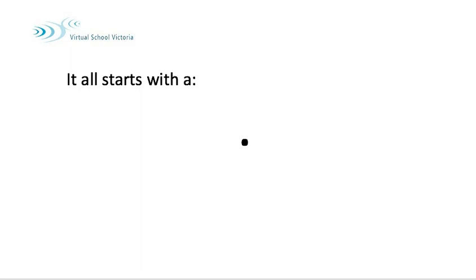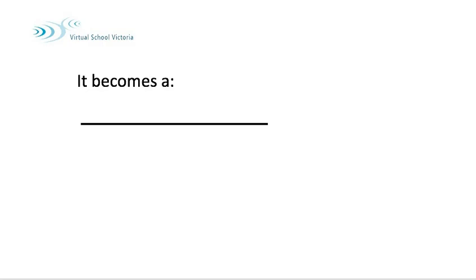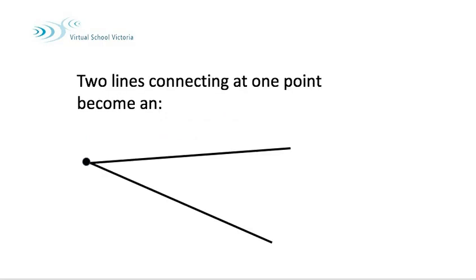When we talk about shapes or geometry, it all starts with a point. It then becomes a line. A line is a series of points that are closely connected. When we have two lines connecting at one point, it becomes an angle.